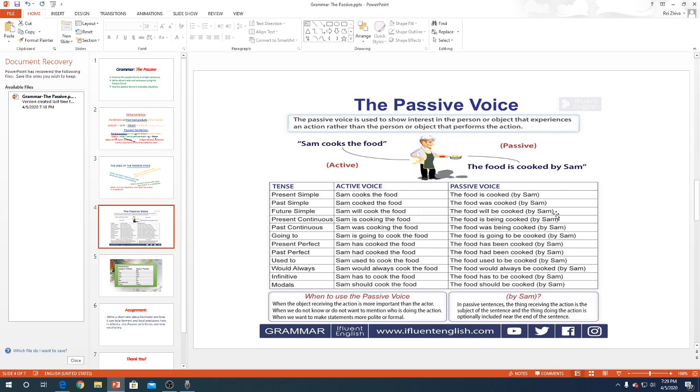The food will be cooked by Sam. The present continuous. Sam is cooking the food. The food is being cooked by Sam. Past continuous. Sam was cooking the food. The food was being cooked by Sam.